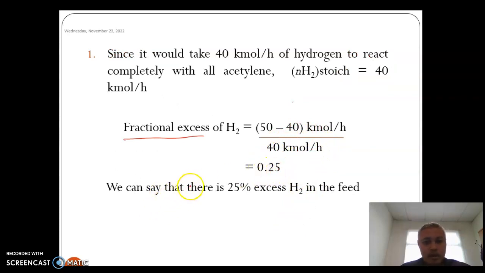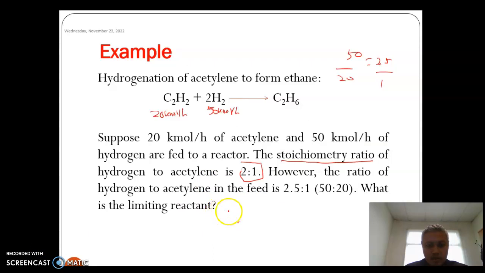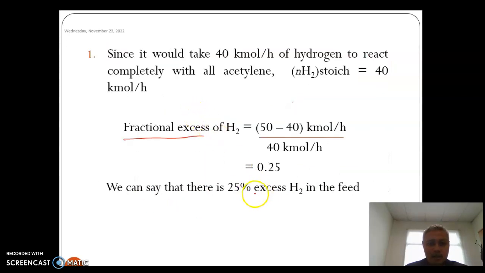That means we know that there is 25% excess H2 in the feed. If you go back to the question, we need to suggest what the limiting reactant is. So the limiting reactant will be acetylene, because we have excess H2 in the feed.